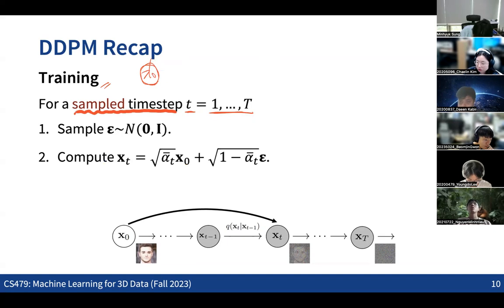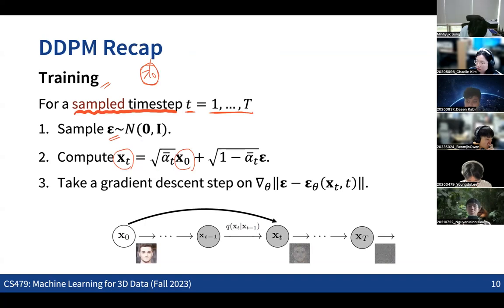Then we also sample the unit Gaussian noise, and we jump from the x0 to the arbitrary xt. Now we check whether we can recover the noise that we added from the xt information. We feed this xt information with the time step t into our noise predictor, and see whether we can predict the noise that we added to make the xt from the x0. So this is the loss function that we minimize over the training of the DDPM pipeline.